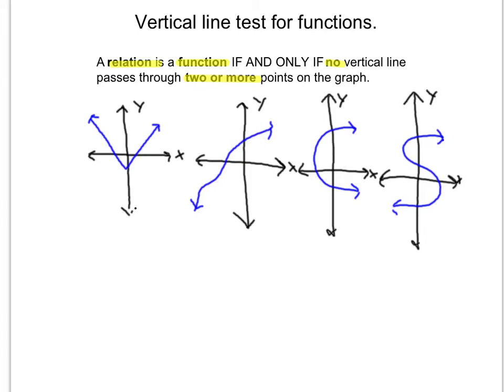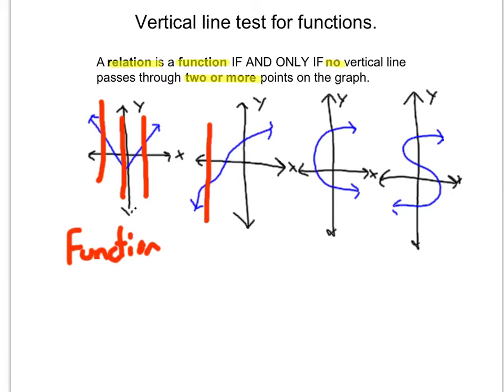Okay? Well, we can test this theory here. If I was to make a vertical line straight up and down, we'll try that again here. If I was to make a straight up and down line, it only passes the function once. And another straight up and down line only passes once. And another one only passes once. So this is a function. Okay? If I did this one, a straight up and down line passes once.